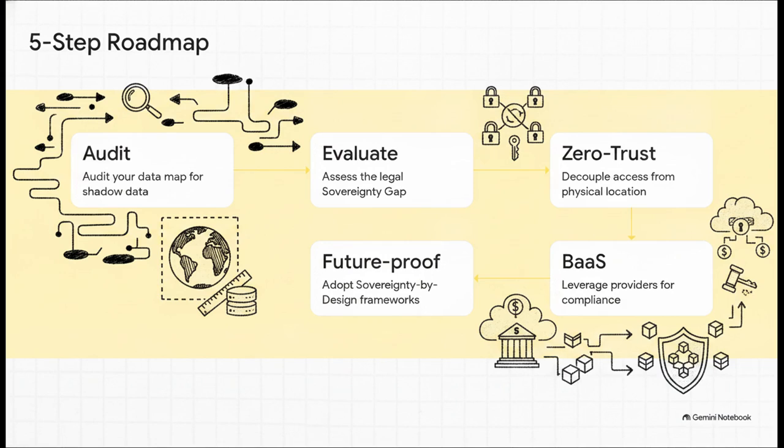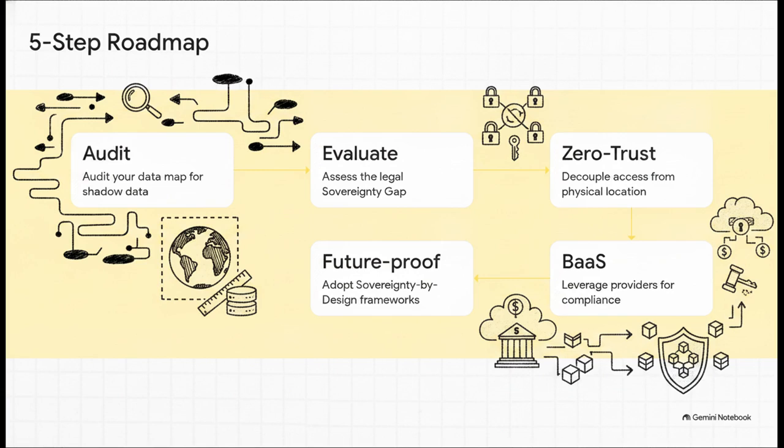So how do you actually prepare for this? Well, Gemba Finance offers a really pragmatic 5-step roadmap. Step 1, audit your data map. You've got to trace every transaction to find that hidden shadow data. Step 2, evaluate the sovereignty gap. Check the actual legal distance between your physical servers and your headquarters.